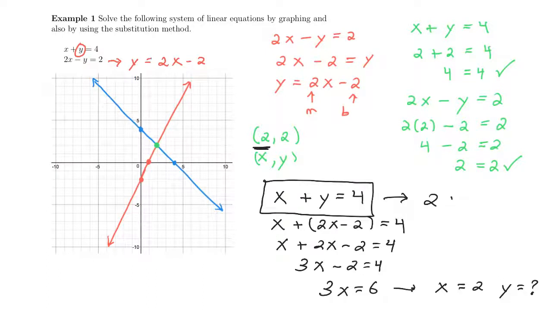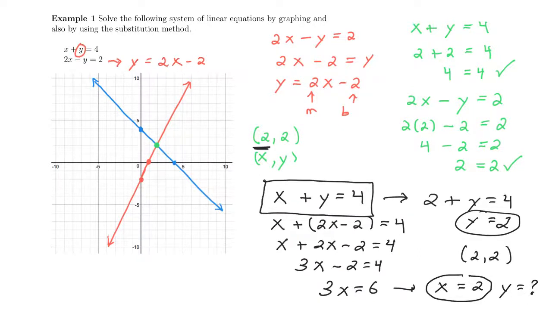So that's 2 plus y is 4. I'll subtract 2 from both sides, and, well, what do you know? I get y is equal to 2. So x is 2, y is 2. That means the point (2, 2) is the solution.